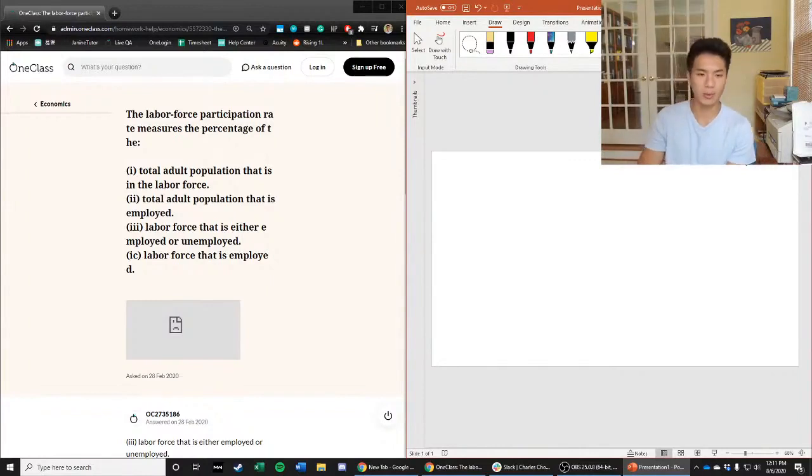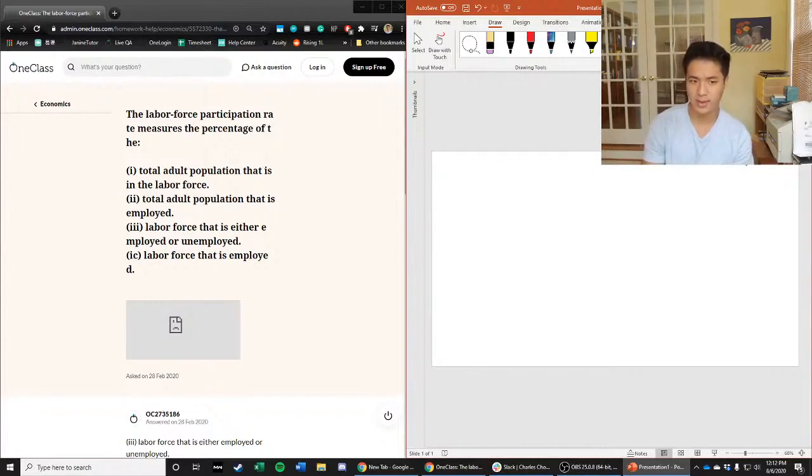3 says labor force that is either employed or unemployed. And so this doesn't really make sense if we connect it back to the stem. It measures the percentage of the labor force that is either employed or unemployed. That would be 100%, right? Because the labor force is simply composed of the sum of the number of people who are unemployed and the number of people who are employed. So if we took that as a percentage, it'd be 100%. So this would not be correct.